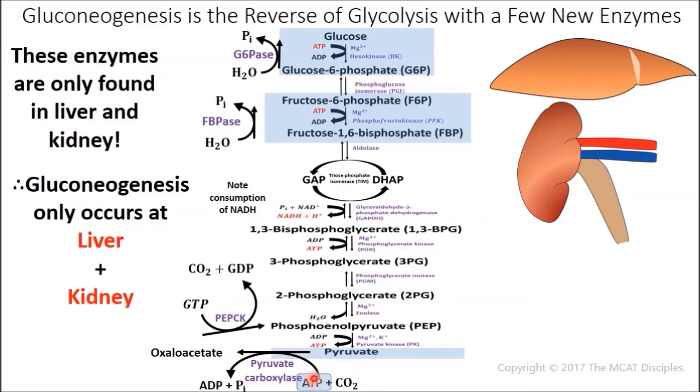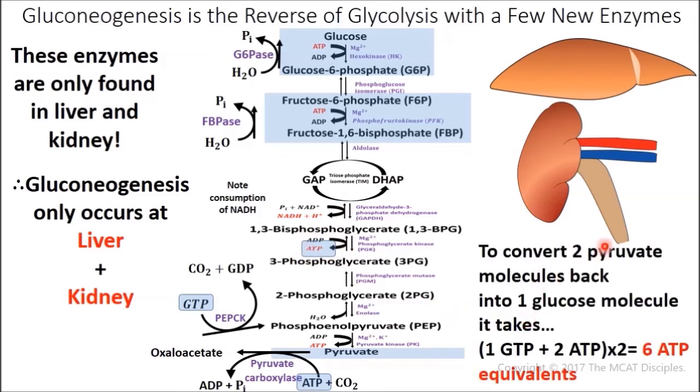And notice that, so how much ATP do we have to put in? Well, we have an ATP right here, we have a GTP right here, and we have an ATP right here. Of course, this says forming ATP, but really you have to do the reverse reaction, so we're going to break down the ATP. So to convert 2 pyruvate molecules back into 1 glucose molecule, it takes 1 plus 2 times 2, 6 ATP equivalents. Okay, 4 ATP, 2 GTP.